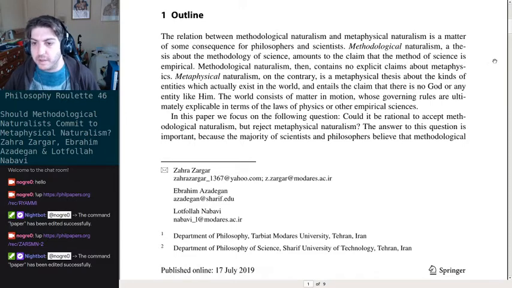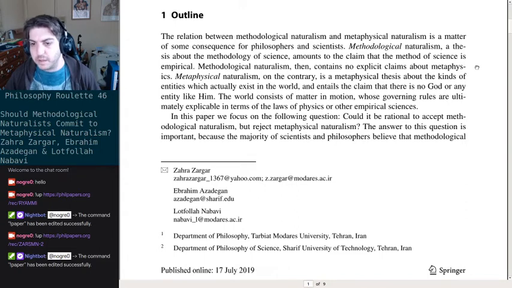Metaphysical naturalism, on the other hand, is a metaphysical thesis about the kinds of entities which actually exist in the world, and entails the claim that there is no God or any entity like him. The world consists of matter in motion, whose governing rules are ultimately explicable in terms of the laws of physics and/or other empirical sciences.